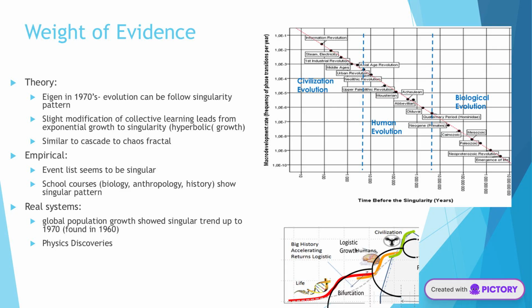Empirical observations. Event rates of system change often appear to follow singular patterns. This is similar to the wider pattern seen in structured educational sequences in fields such as biology, anthropology, and history. Real systems. In empirical data, global population growth exhibited an apparent singular trend up to around 1970. Similar nested transitions have also been suggested in the historical rate of physics discoveries.